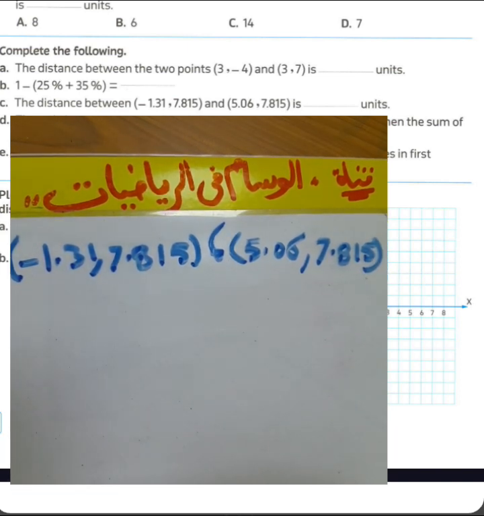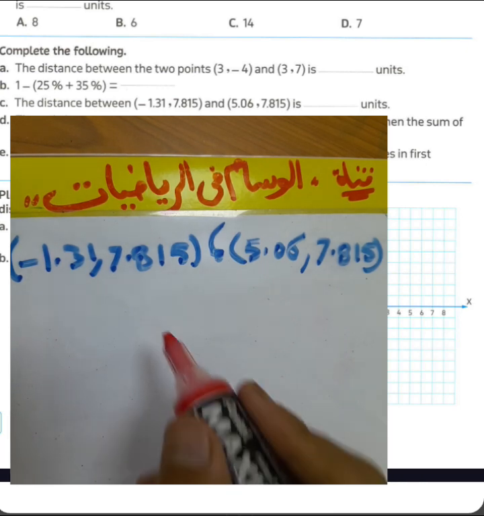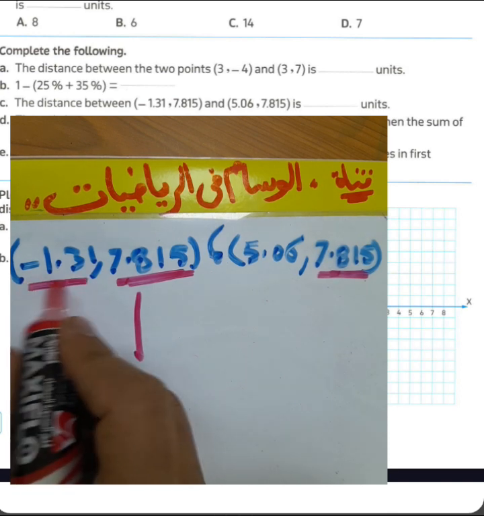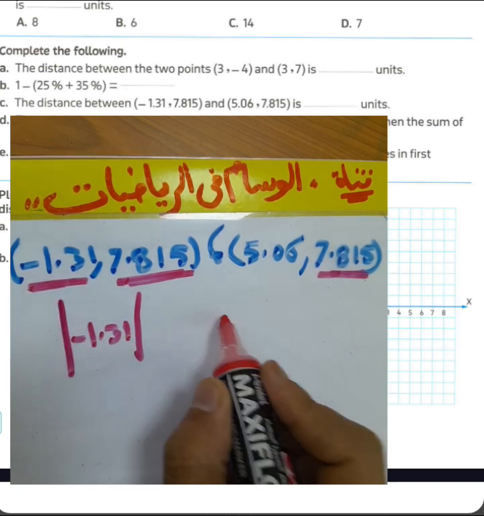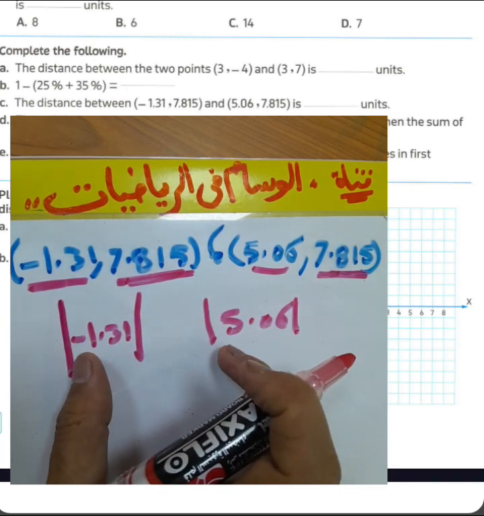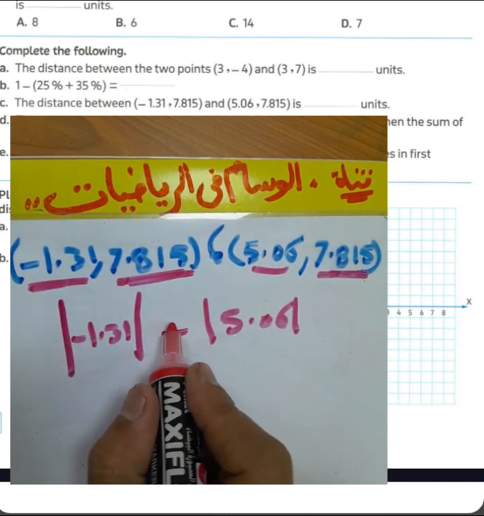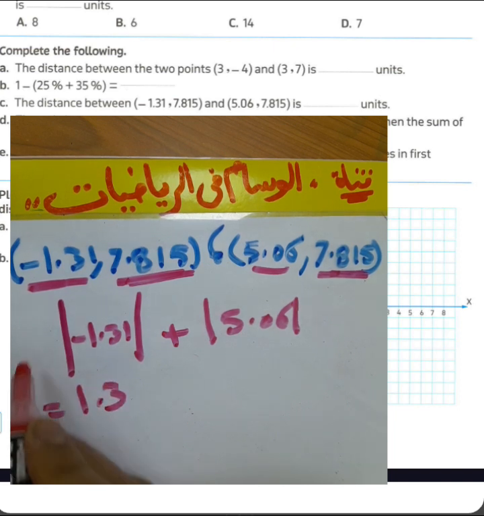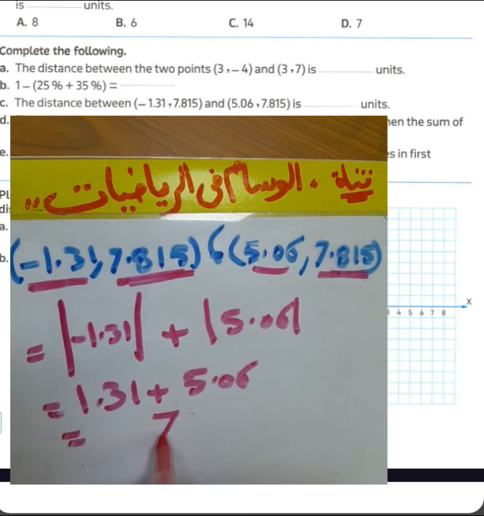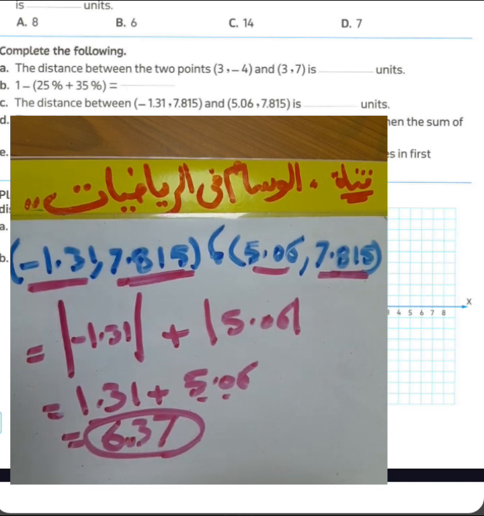How? Cancel the similar between 2 points here, this decimal and this decimal. You can find the absolute value of first, negative 1.311, and absolute value of second, 5.06. We have different signs, positive and negative, then you must add them. Then the result 1.311 plus 5.06. 1 plus 0 equals 1, 1 plus 6 equals 7, 3 plus 0 equals 3, and the result will be 6.371. Okay?